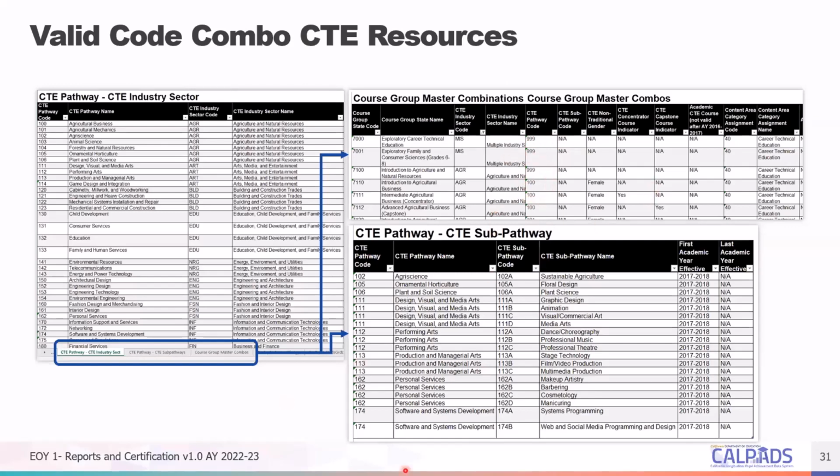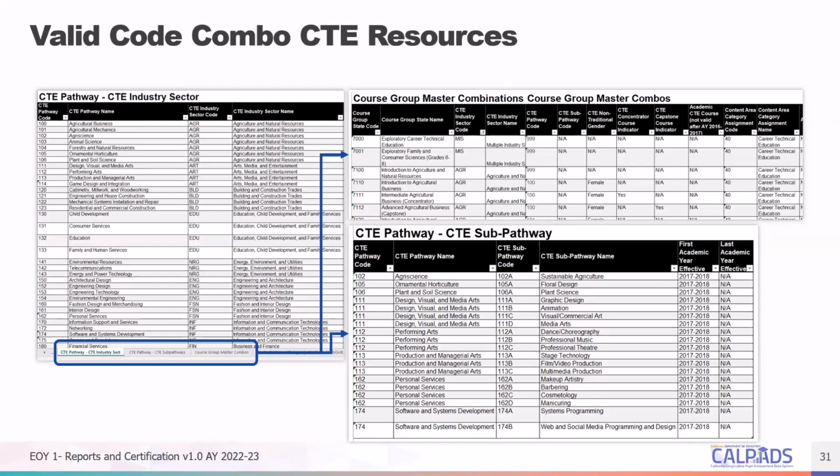We can see here, course group state code 7110 is an introduction course. It's an introduction to agricultural business. State course code 7111 is an intermediate course. It's an intermediate agricultural business, and that is a concentrator course. And 7112 is advanced agricultural business, and that is a capstone course. So that is the final course in the CTE pathway.